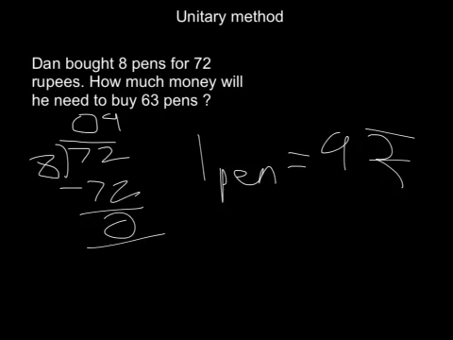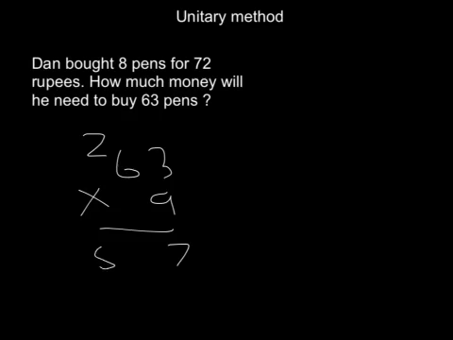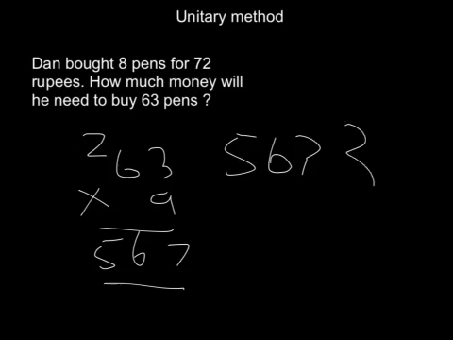So we have to do 63 into 9. So if we do 9 into 3 is 27, 7, carry over the 2, 9 into 6 is 54, plus 2 is 56. So for Dan to buy 63 pens, it would cost him 567 rupees.